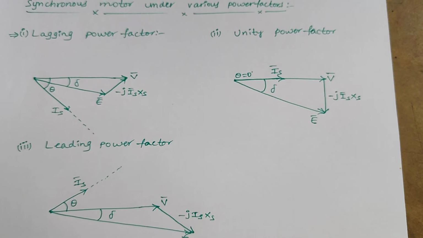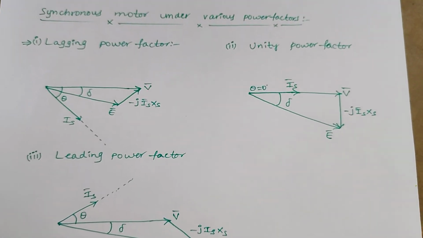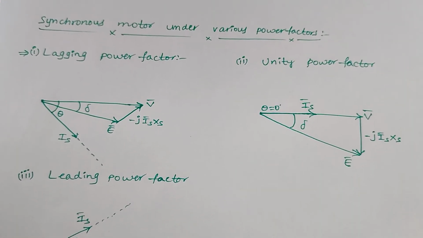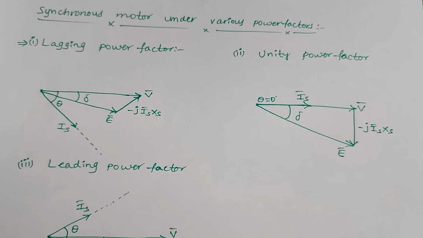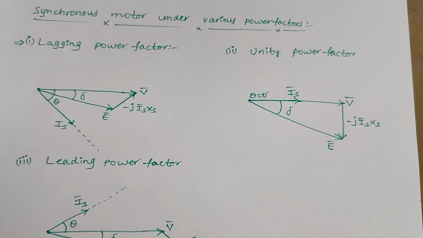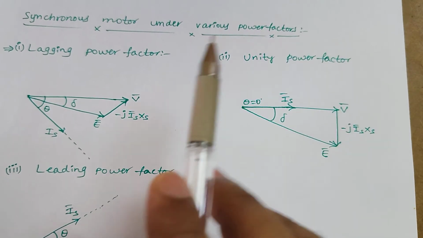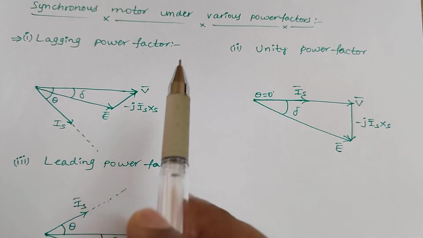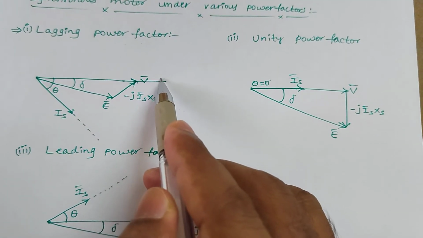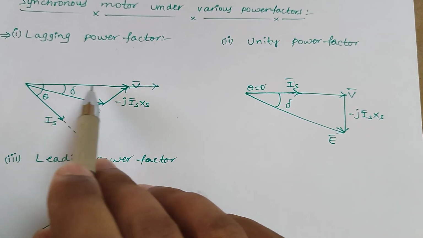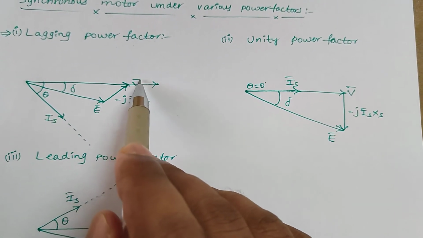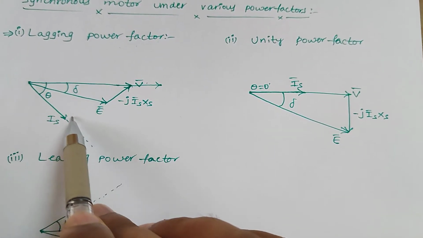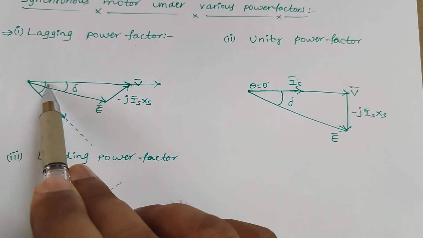Before that, we'll see how the synchronous motor operates under various power factors, and then we can go for the speed torque characteristics. The synchronous motor works under various power factors. Say it is operating under a lagging power factor. Let us assume this is the reference line. On the reference line is your supply voltage V, V bar equal to V at an angle 0 degrees, and as this is a lagging power factor, your current lags the supply voltage by angle theta.